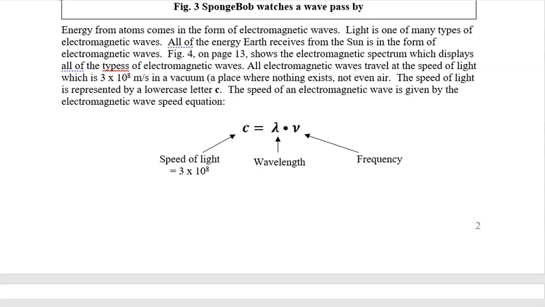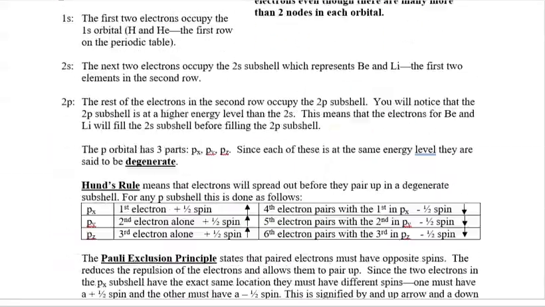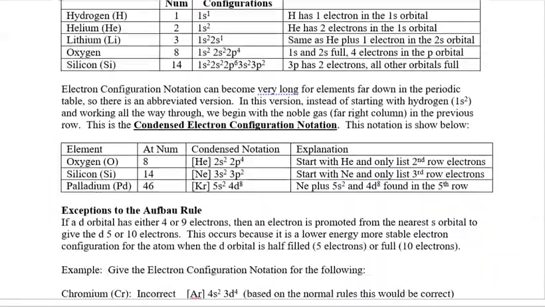Okay, light is one of many types of electromagnetic waves. All of the energy the Earth receives from the Sun is in the form of electromagnetic waves. Figure 4 on page 13 shows the electromagnetic spectrum, which displays all types of electromagnetic waves. Okay, so let's take a look at that. That's something you should be familiar with. I kind of left it at the end. You can reference that throughout this unit.